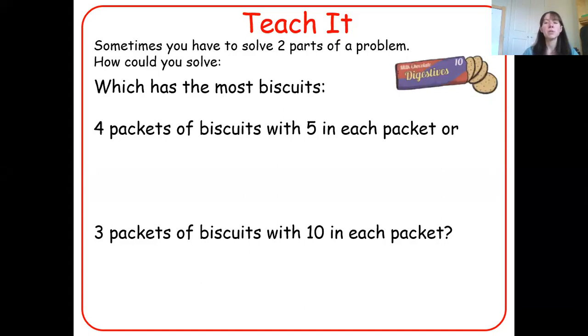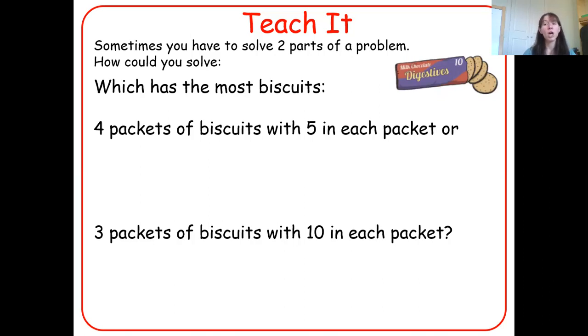Moving on then, sometimes the problems that we have might have 2 parts to them, and they're a little bit more complicated. But don't panic. We're going to go through exactly the same process with looking at what we know and what we need to know and what we need to do. So it's about biscuits. Which has the most biscuits? Okay. We have 4 packets of biscuits, and there are 5 in each packet. Or we have 3 packets of biscuits, and there's 10 in each packet.